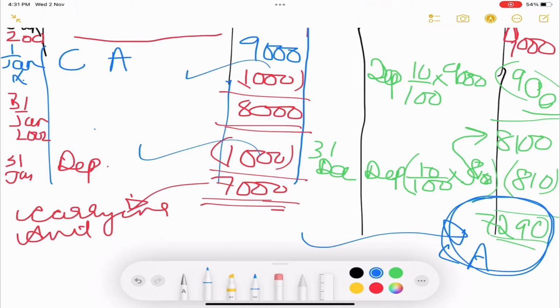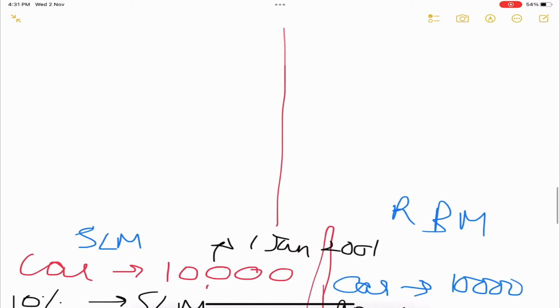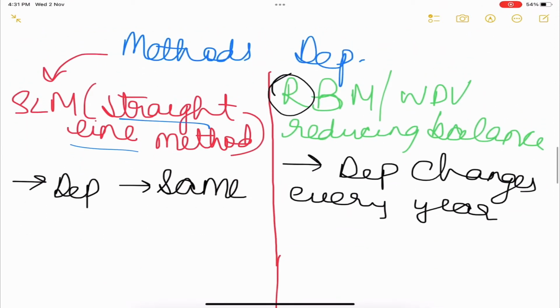Okay. In the SLM, the depreciation was the same. In reducing balance method, depreciation is charged on the carrying amount. So now you got it. That is what the differences are. Depreciation is the same in SLM. Depreciation changes every year in RBM.